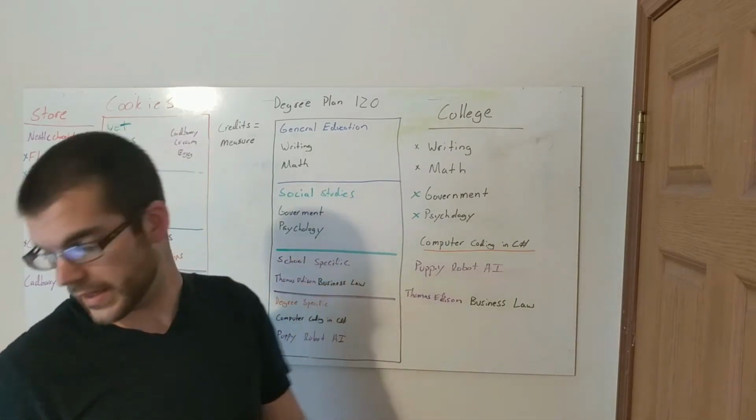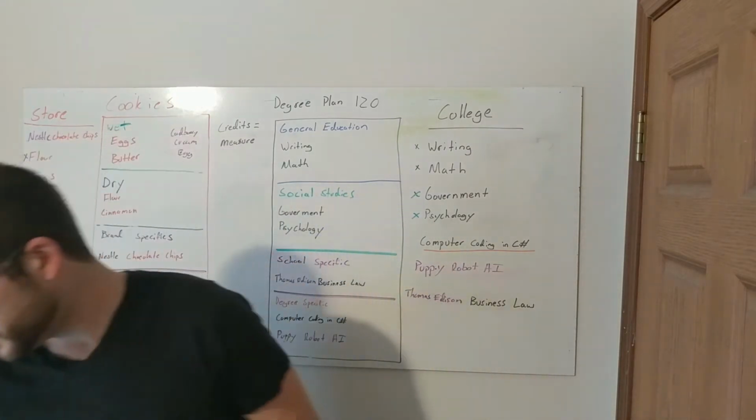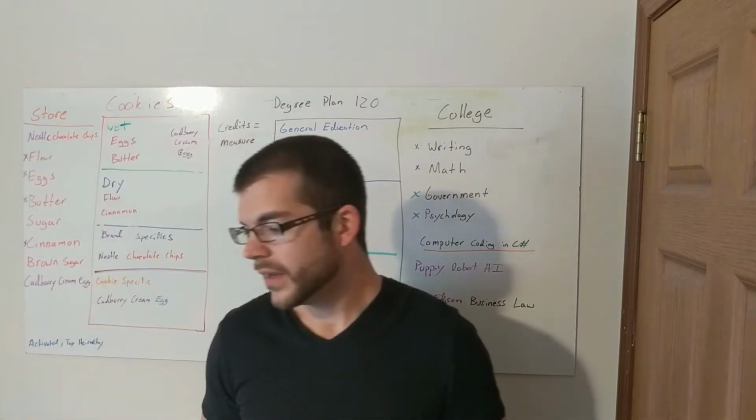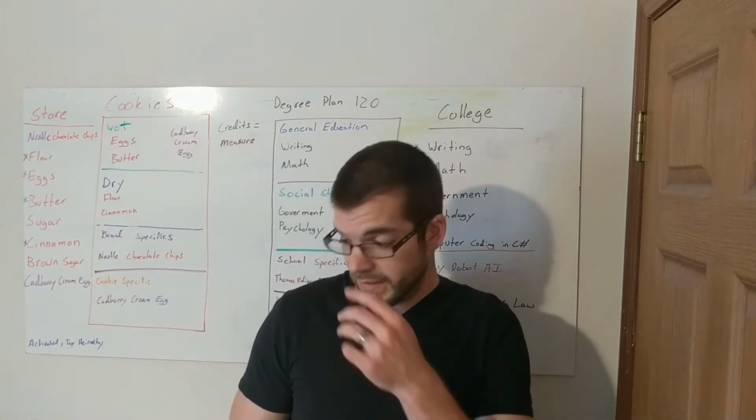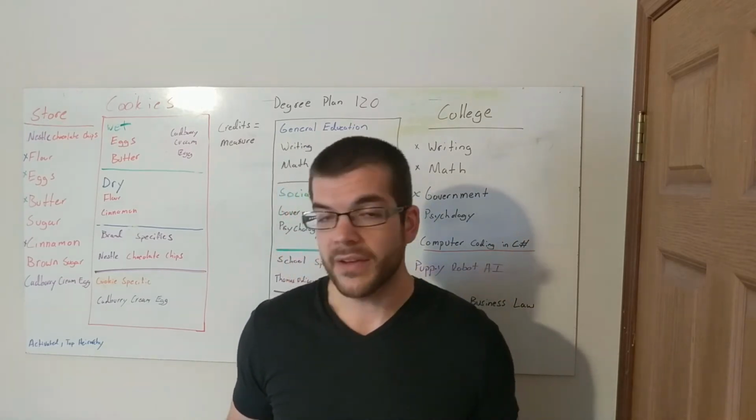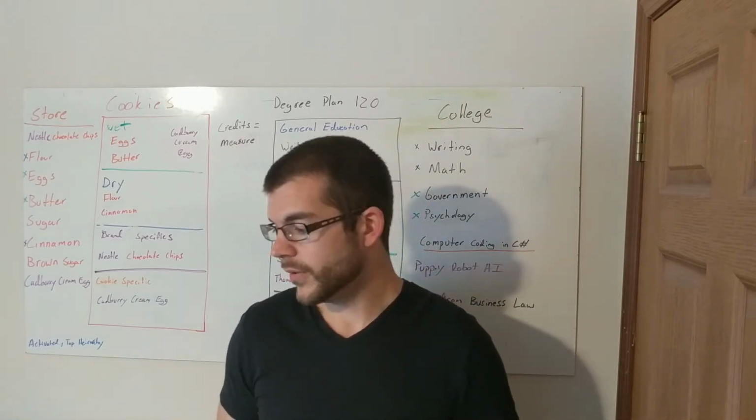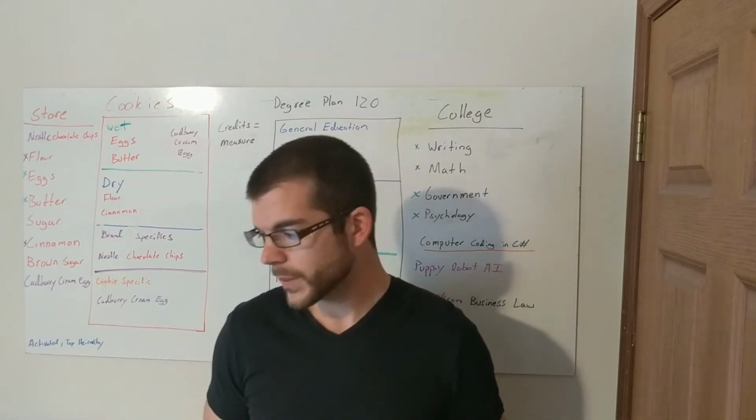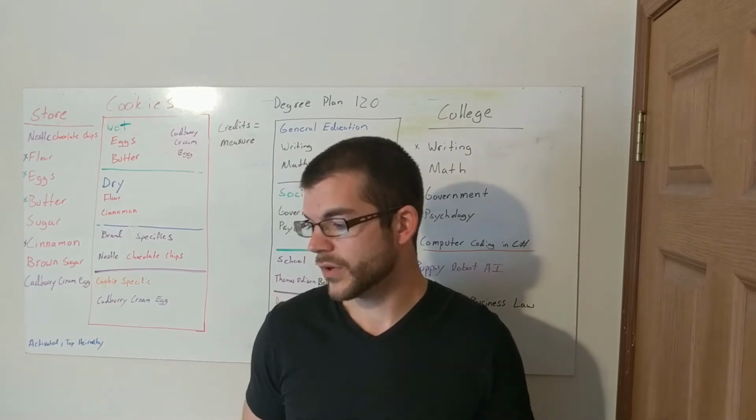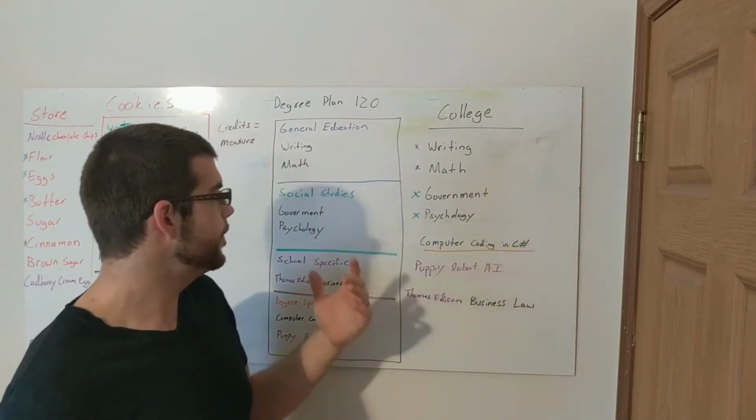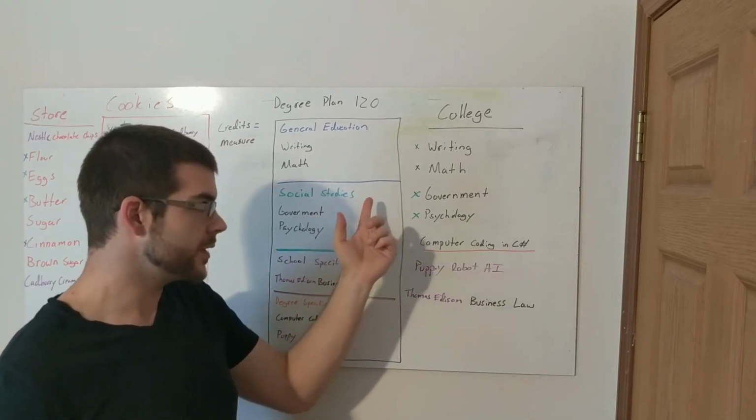So let's take a look at the next thing, which is advanced classes and low-level classes. So this is why you might take a 400 level advanced internet marketing course and still have to take college writing 101, because one class gives credits that count towards one section. Say you take government, it counts towards social studies.